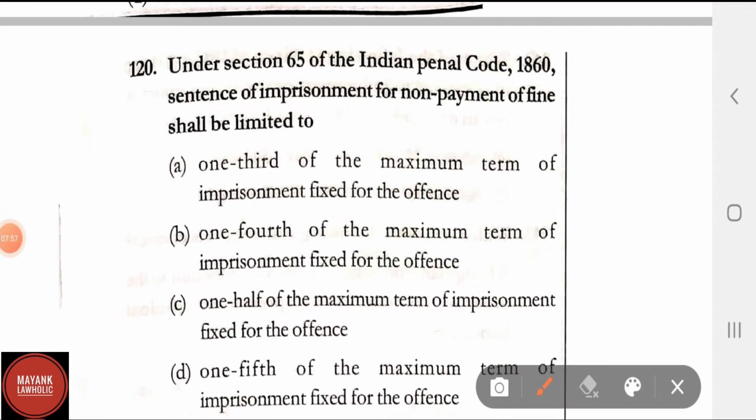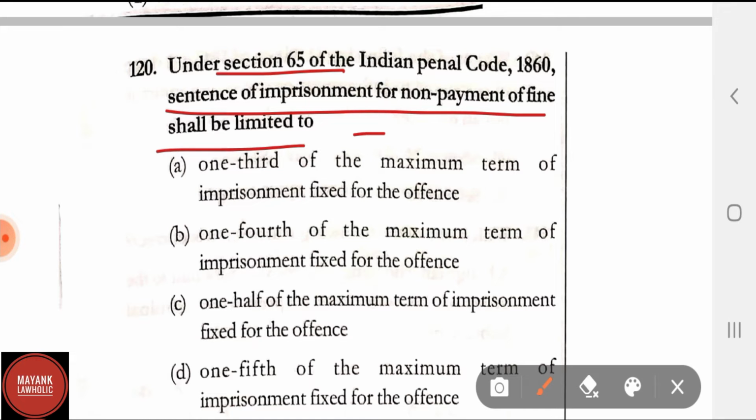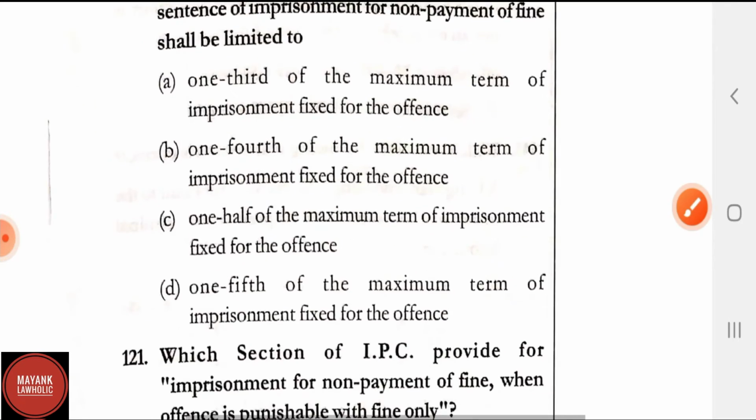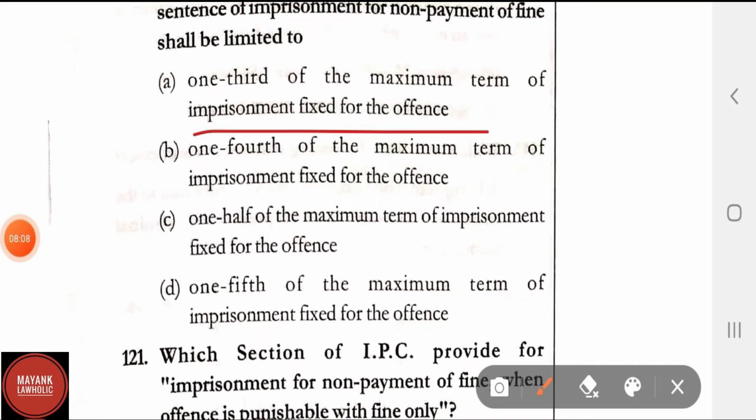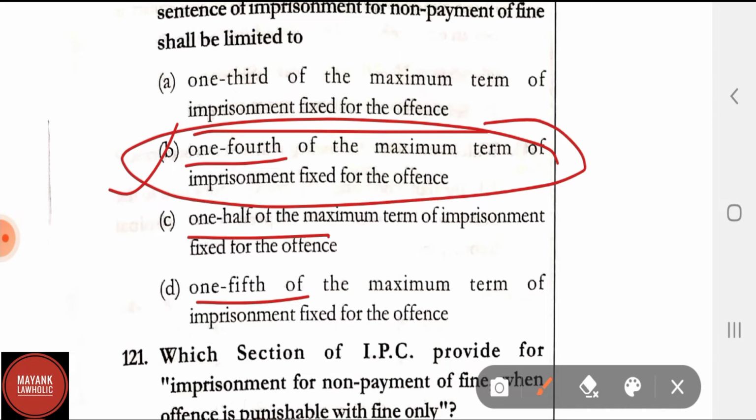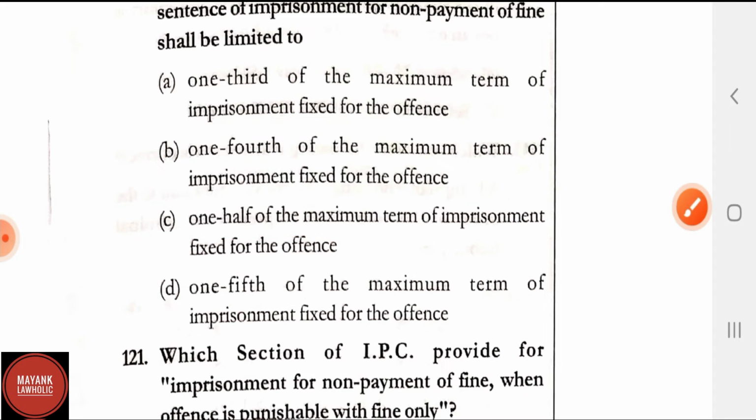Question number 120. Under section 65 of IPC, sentence of imprisonment for non-payment of fine shall be limited to. Option A, 1/3 of the maximum term of imprisonment fixed for the offence. Option B, 1/4 of the maximum term of imprisonment fixed for the offence. Option C, 1/2 of the maximum term of imprisonment fixed for the offence. And option D, 1/5 of the maximum term of imprisonment fixed for the offence. Correct answer is option B, that is 1/4 of the maximum term of the imprisonment fixed for the offence.